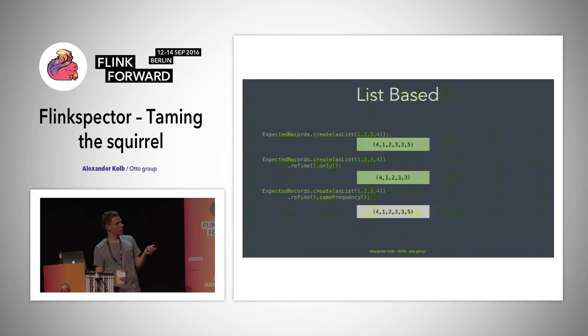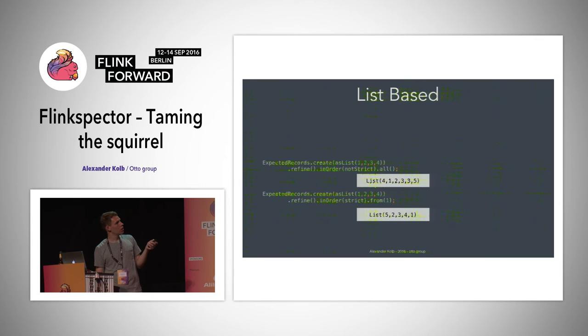Then you can use same frequency. All the output has to have the same frequency as the expectation, so this will fail because of the 3. If you remove that, and you can also put some order restrictions on it. So you can say I want this to be in order, but it's not strict.